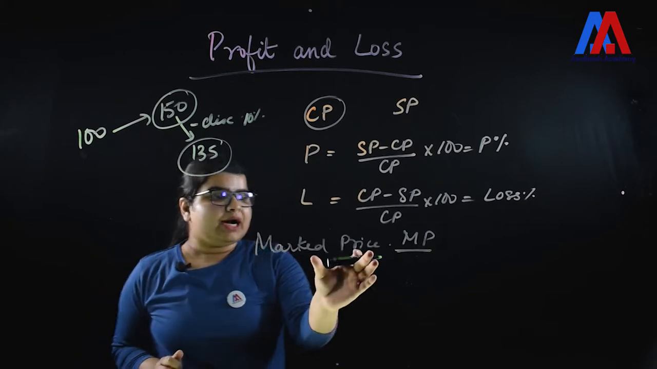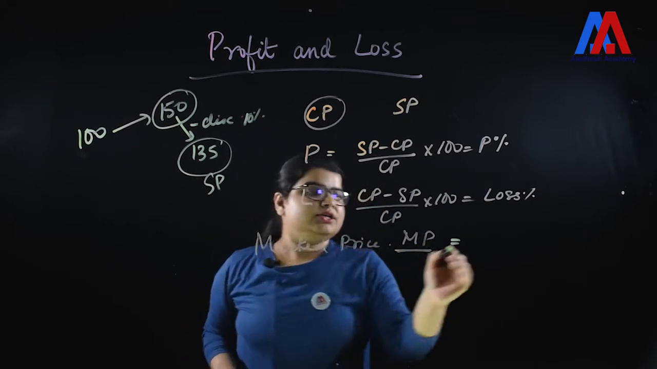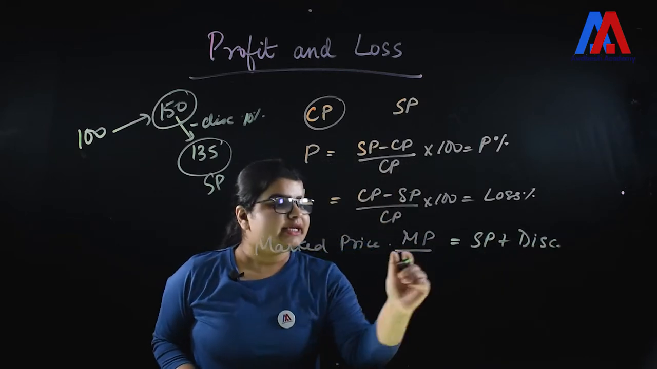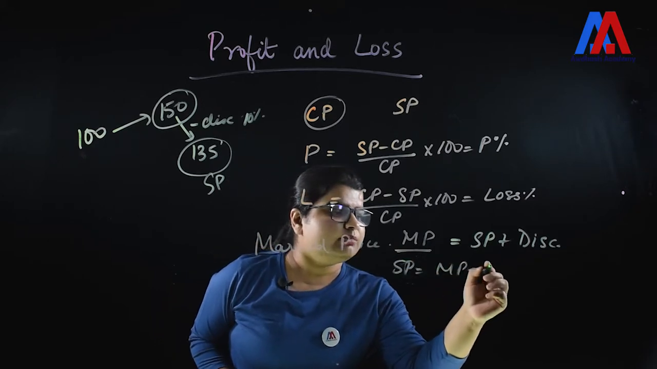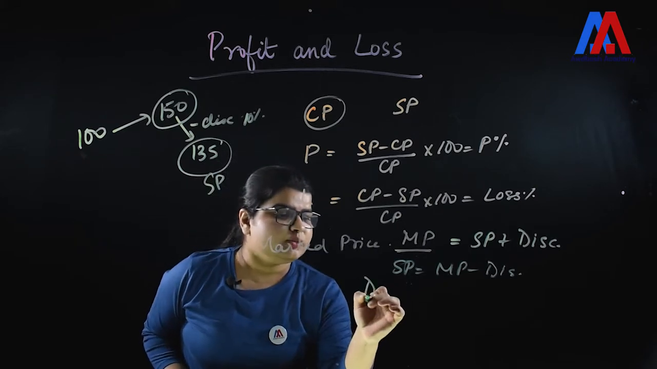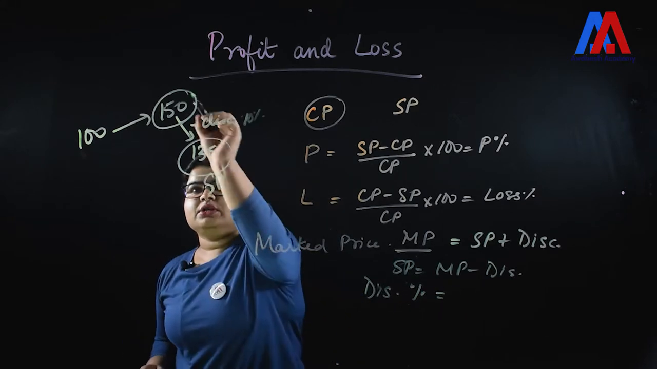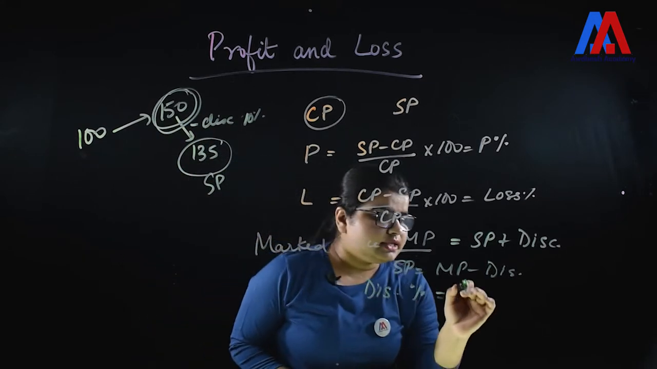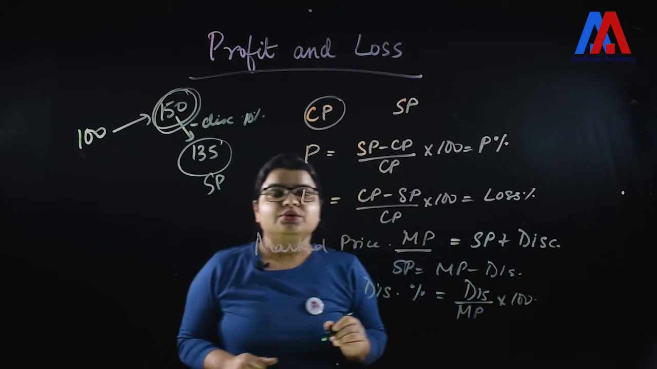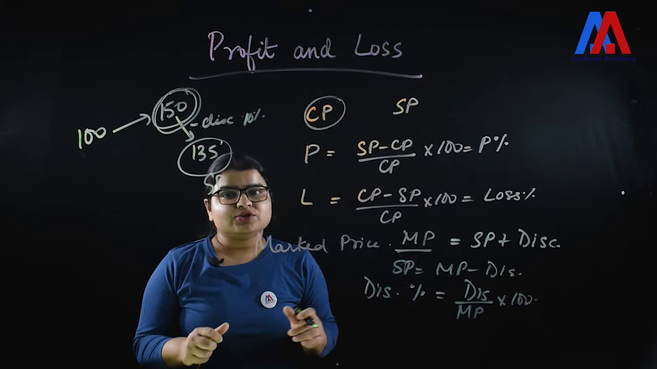So basically marked price MP is equal to, this is your selling price plus discount, or you can say selling price is marked price minus discount. Like you had calculated profit and loss percent, thus we can also calculate the discount percent, and it is calculated with respect to the marked price only. So this is discount upon marked price into 100. So these are the basic formulas which you must keep in mind. Now let's solve some questions based on profit and loss.